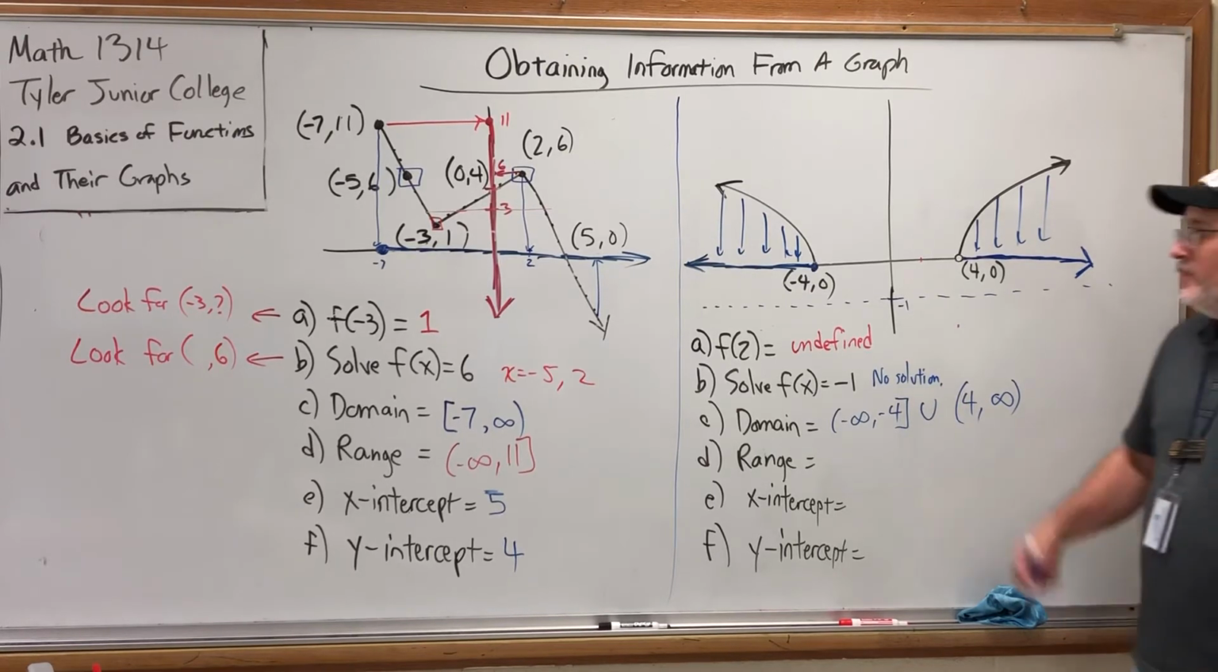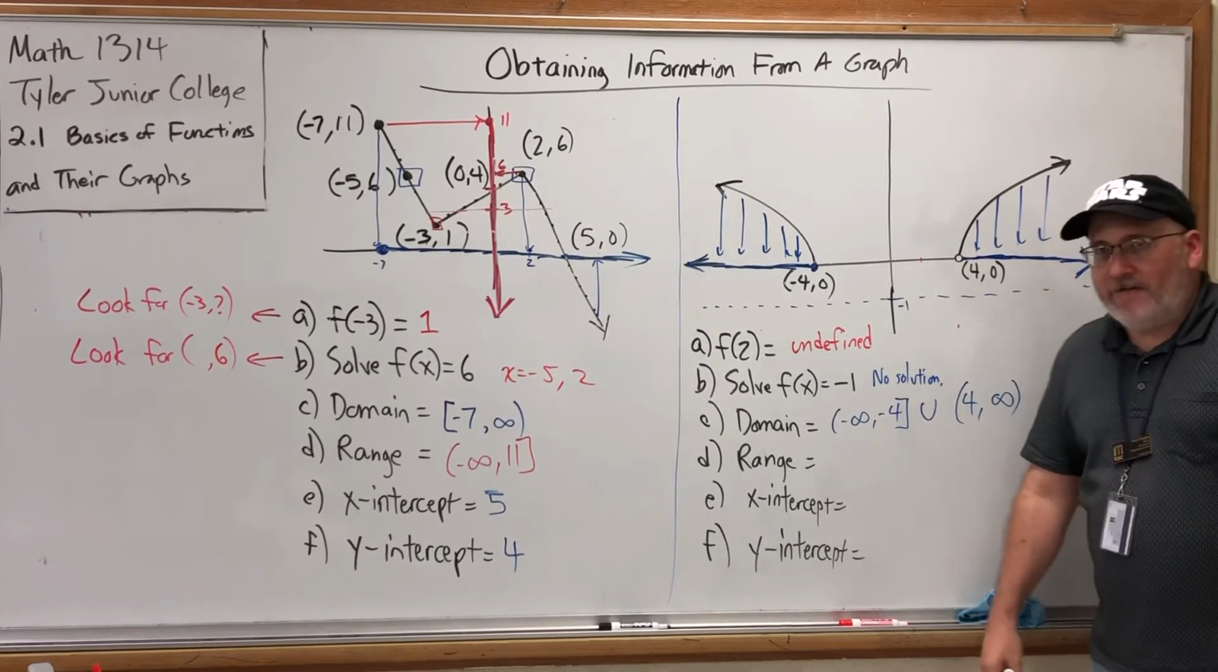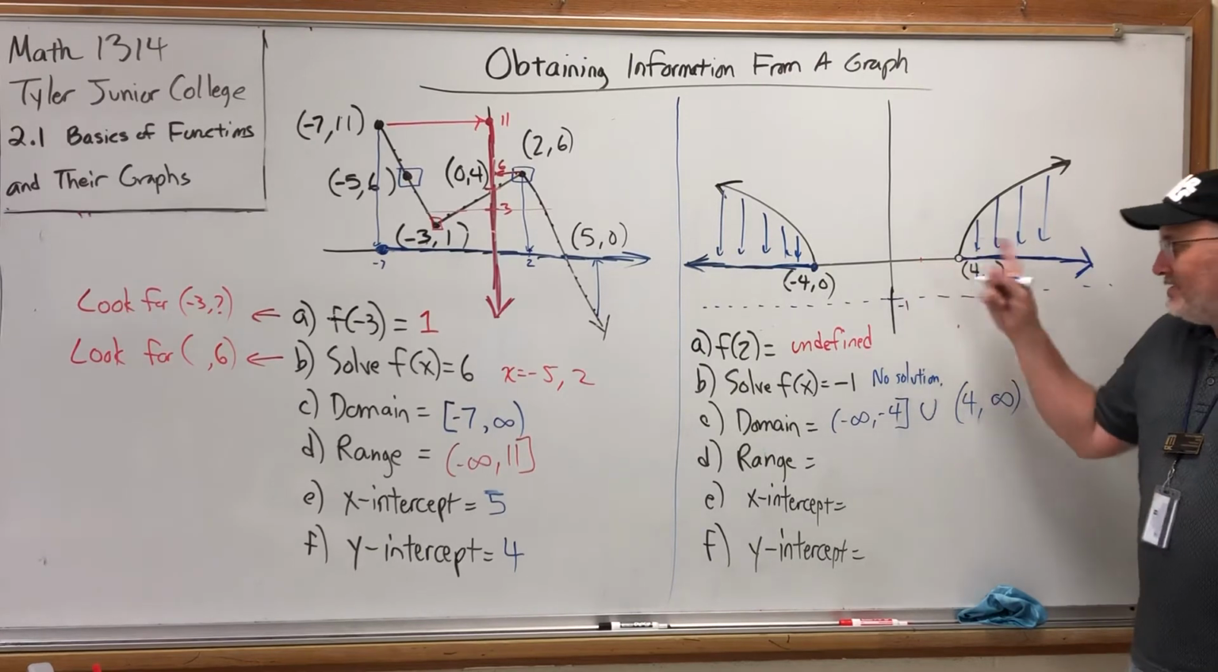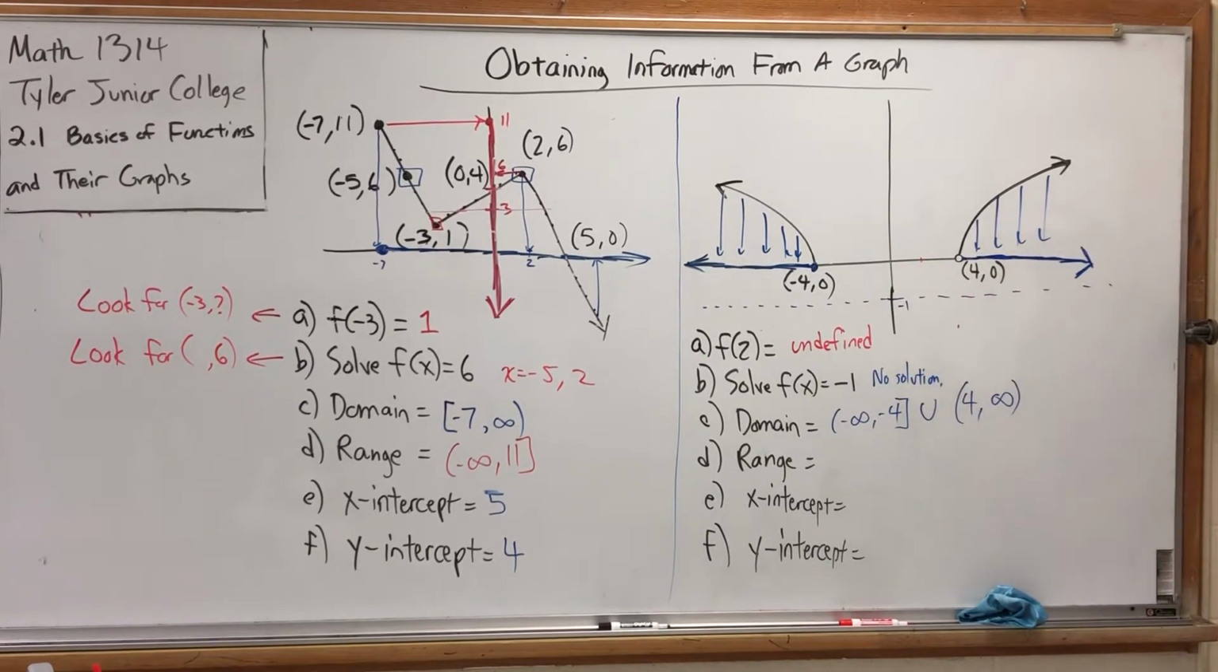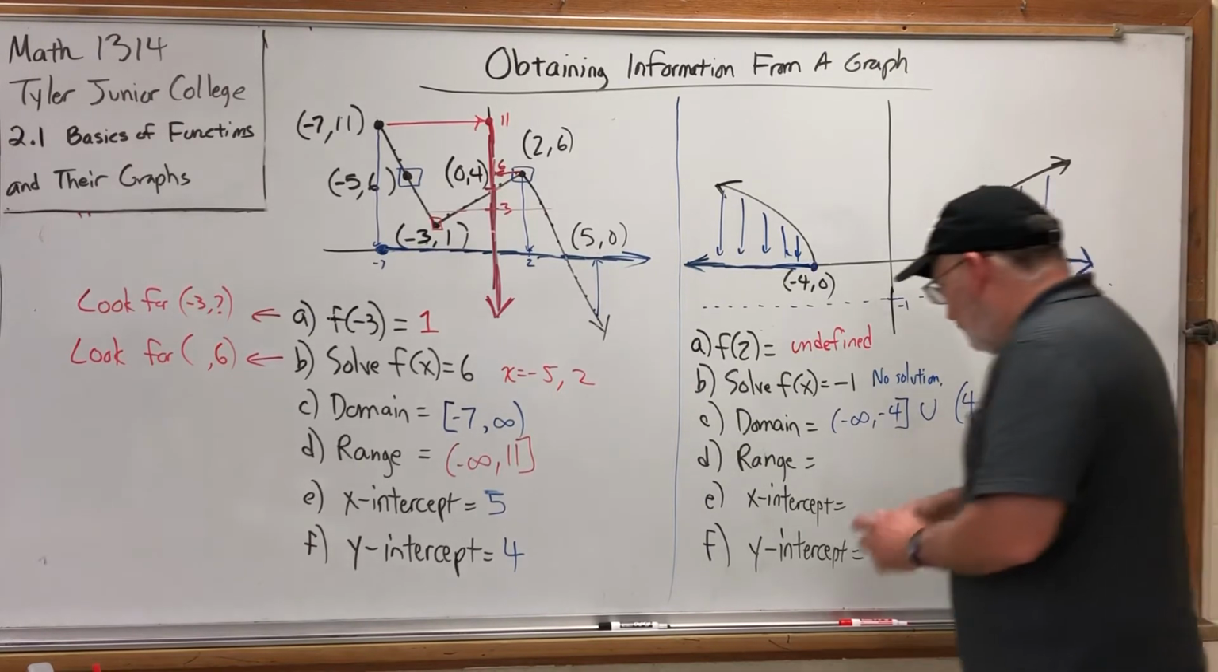General rule of thumb, if you're doing domain and range on a graph, and an endpoint is empty, it gets a parenthesis. If it's filled in, it gets a bracket. Let's talk about the range.